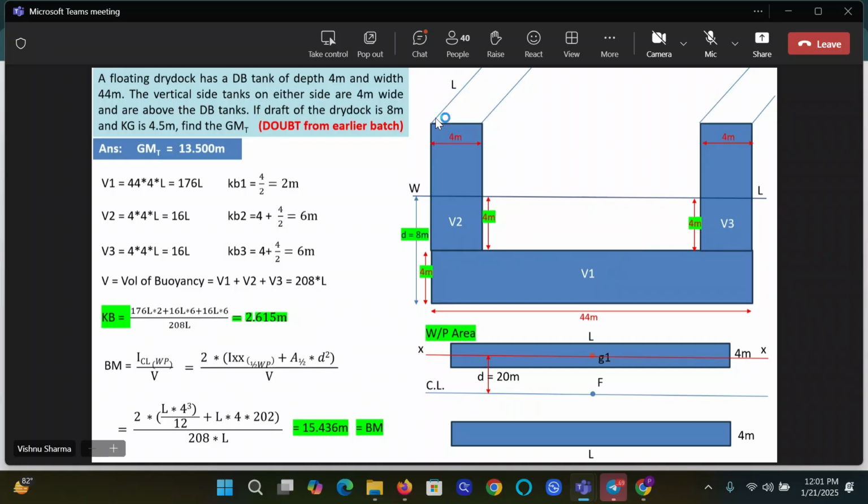So guys, happy with the first topic, moment of inertia and its application? Yes sir. So I have a small doubt. Yes, say it. One question sir, there is a doubt in the pontoon question.